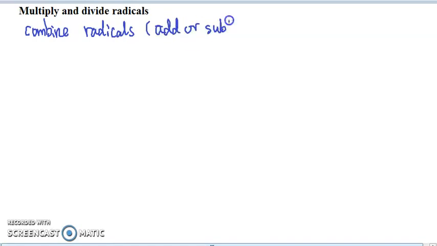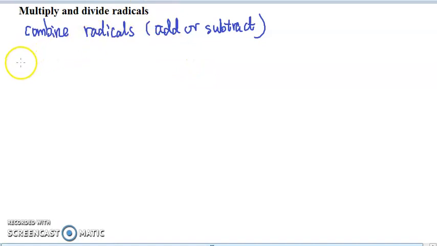Multiply and divide radicals. Previously, we have learned how to combine radicals. When we say combine, we mean plus or minus, just like combine like terms. So it's like add or subtract radicals. These two types of questions are very different.